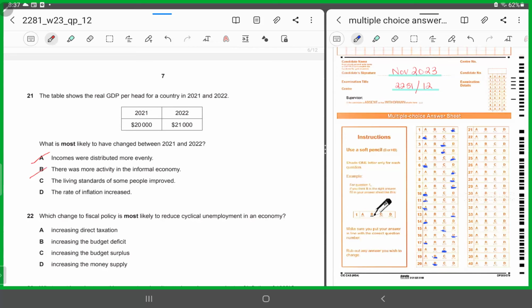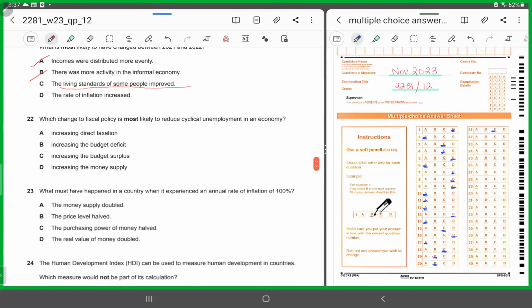The rate of inflation increased? Had the rate of inflation increased, the real GDP per head would not have increased, right? So it has to be the living standards of some people improved. The real GDP is associated with the living standard, since there is an improvement, it has to rise. 21 is C.